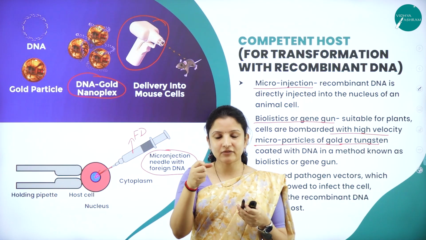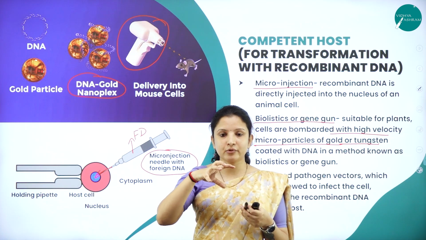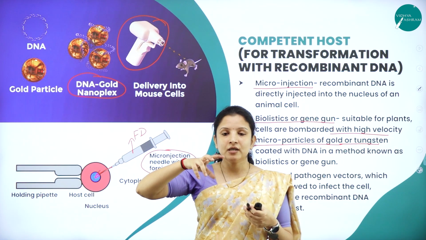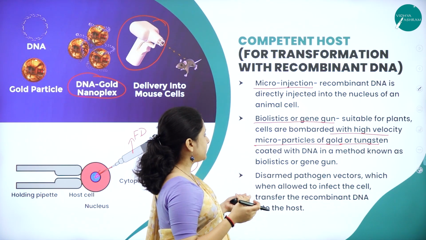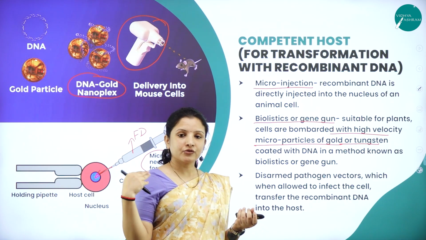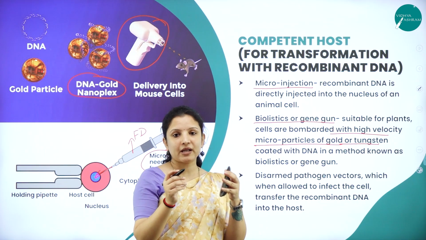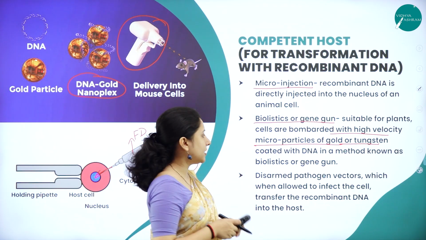How the bullet will get fired very fast, right? Just like that, the gold particle will act like a bullet. What is surrounding the gold particle? The DNA of our interest is there. So that will be shot into a plant or an animal species, and that is how the DNA with the gold particle, which is acting like a bullet, will go and enter into the plant or the animal species. So that is how it is done in the ballistic or gene gun method.